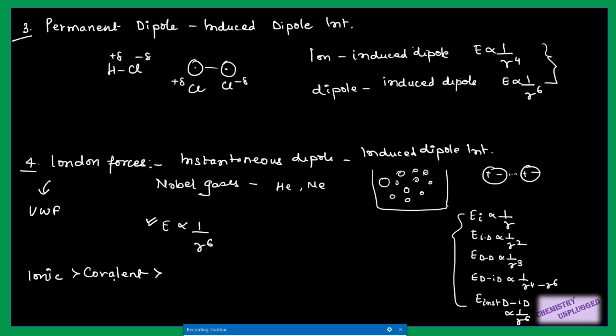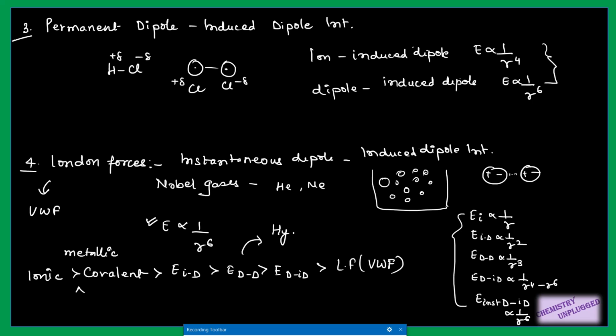Now you can decide what the energy order will be. First we have ionic, and in between ionic and covalent you will also have metallic bonding, which is also very strong. Then we have ion-dipole, dipole-dipole interaction, then dipole-induced dipole interaction, and then you have instantaneous, or you can say directly London forces or van der Waals forces, right? And your hydrogen bonding is a type of dipole-dipole interaction. Remember this one, it is very important.